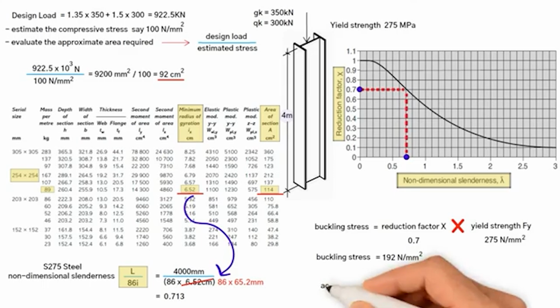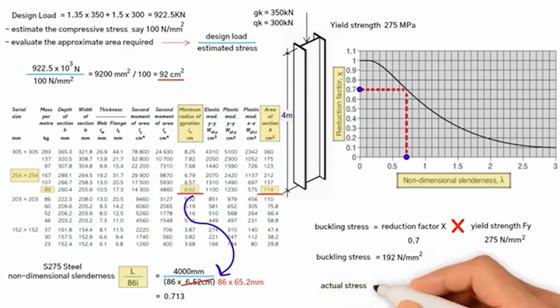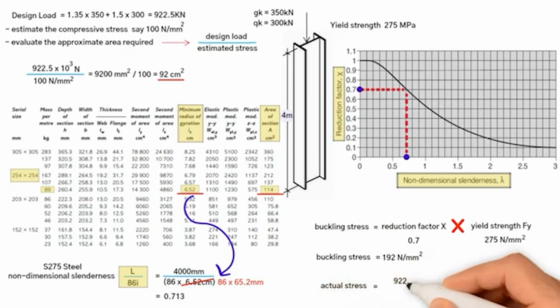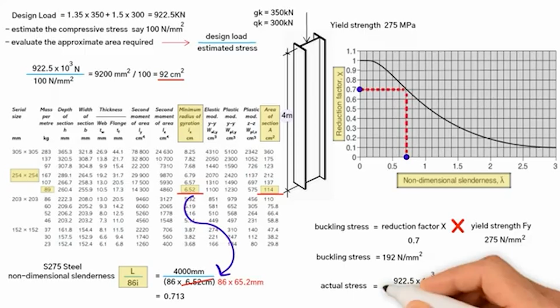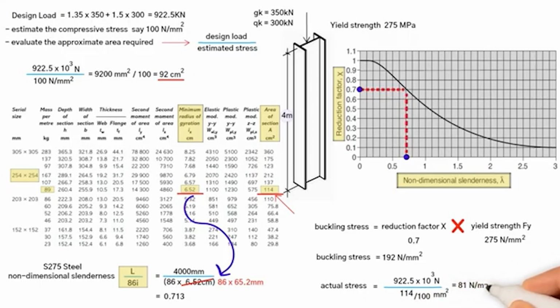Finally, we need to work out the actual stress which equals design load 922.5 times 10 to the 3, divided by area of section 114 centimeters squared, divided by 100 to convert it to millimeters. This gives us 81 Newton per millimeter squared.